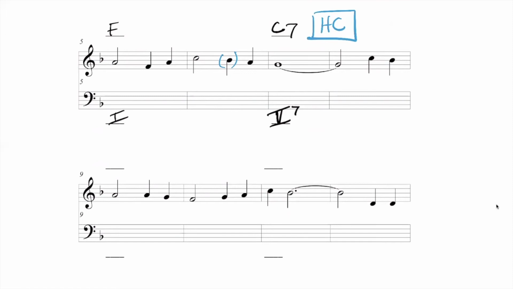Measures 9 and 10 are very similar to measures 1 and 2. Therefore, I'm going to be consistent and use the same harmonization that I used above. Again, I'm interpreting the G as non-chord tones. They're just little passing tones in between the more important A and F.